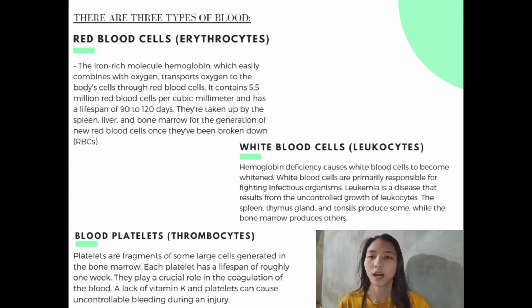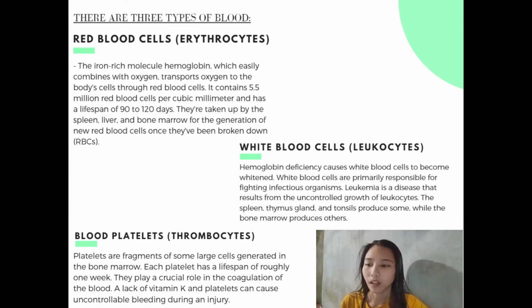First, let's talk about RBC, which is the red blood cells. Red blood cells transfer oxygen to the body's cells via hemoglobin, an iron-rich molecule that easily combines with oxygen. The amount of red blood cells per cubic millimeter is 5.5 million.